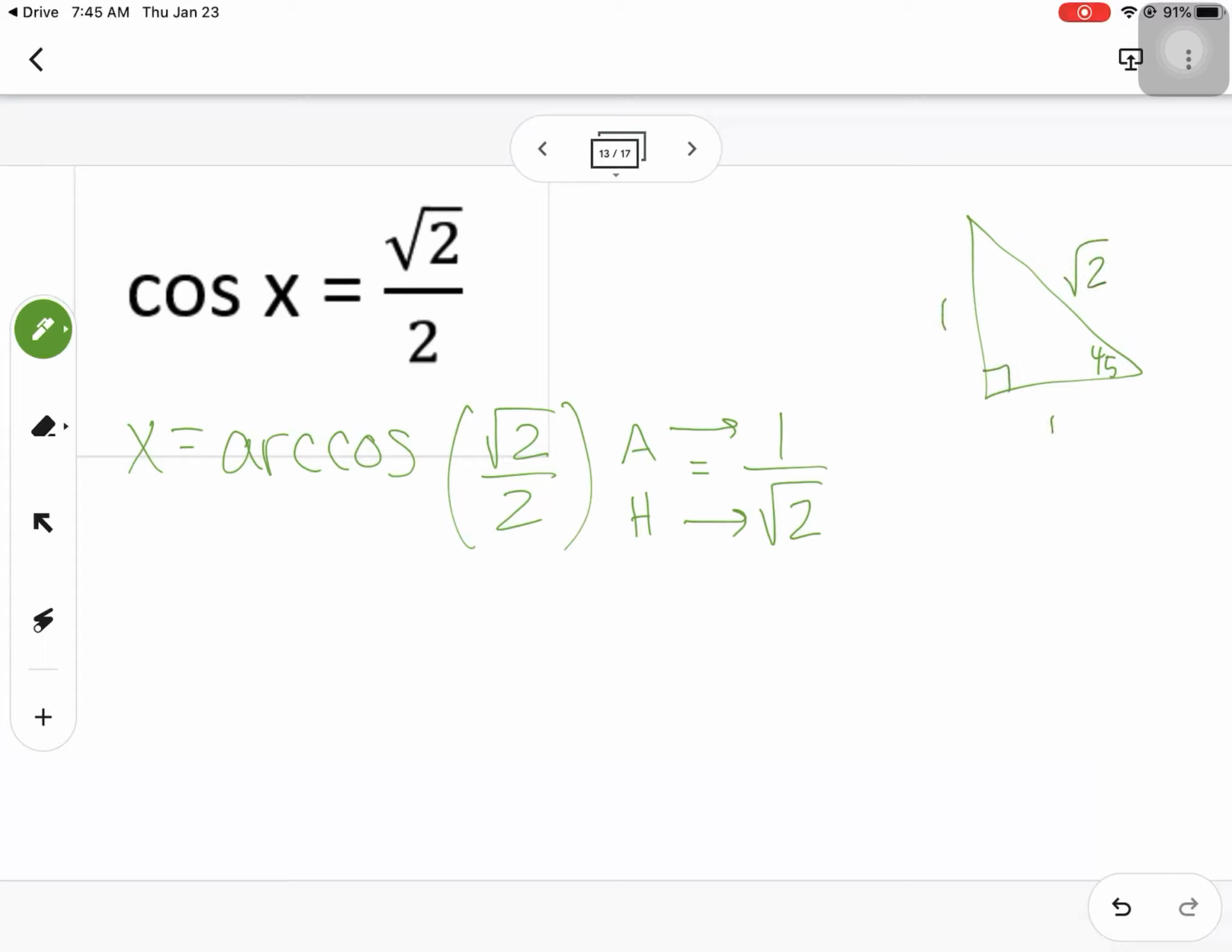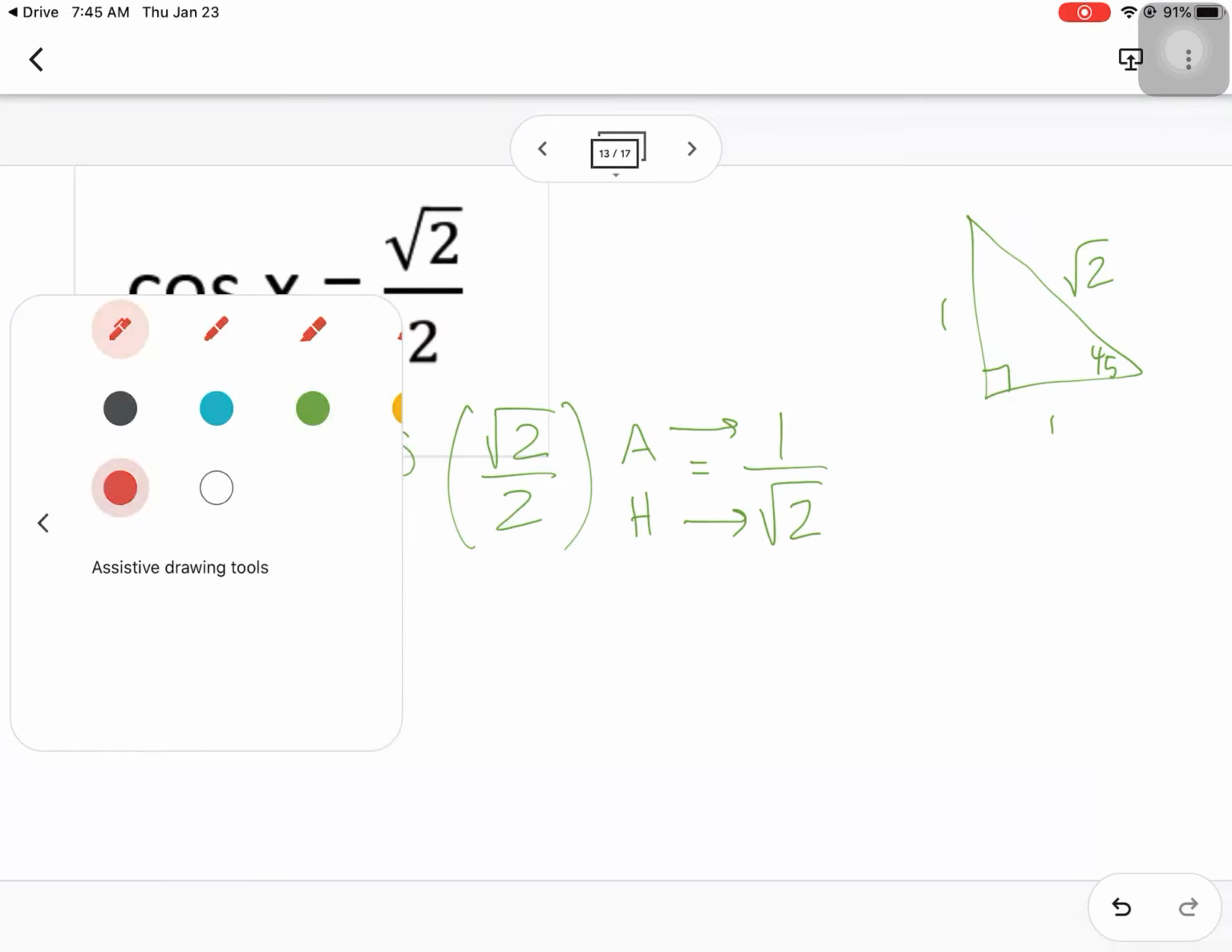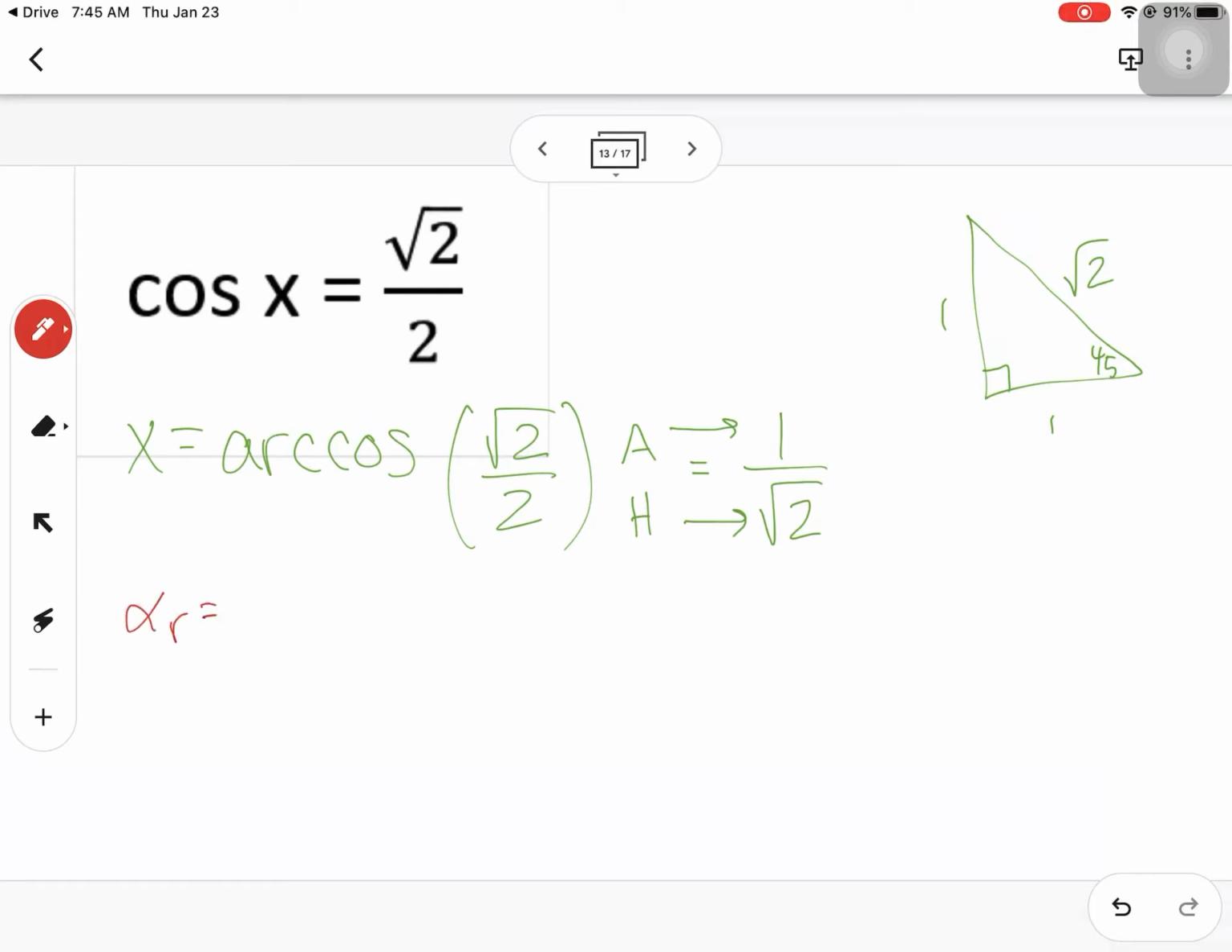Again, the better you know your day 3 of the chapter, the easier these are going to be. So this tells me that my reference angle, in this triangle it's easier because the angle can only be a 45. You don't have 2 choices like we did in the other one. Reference angle is 45. We need to now know where.